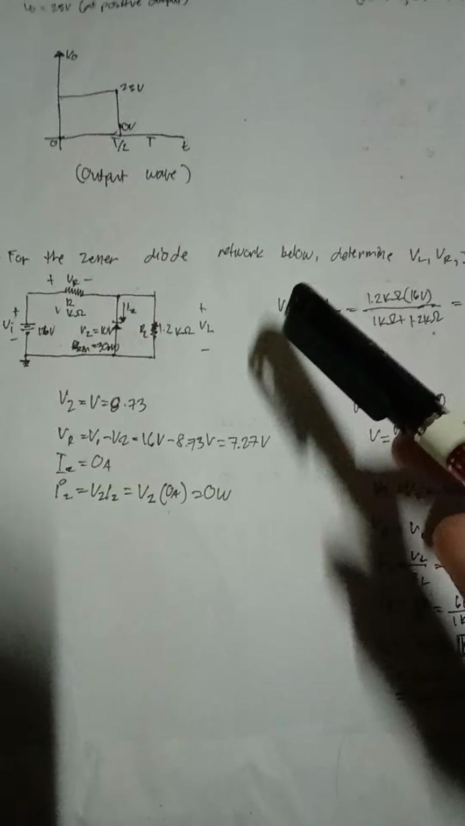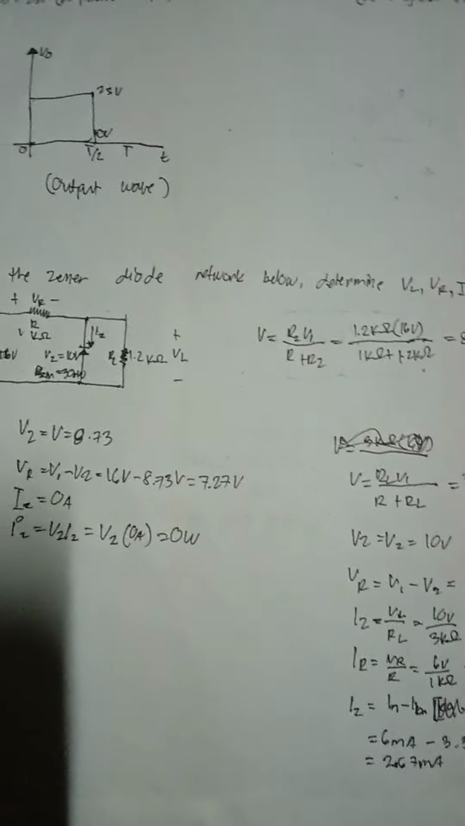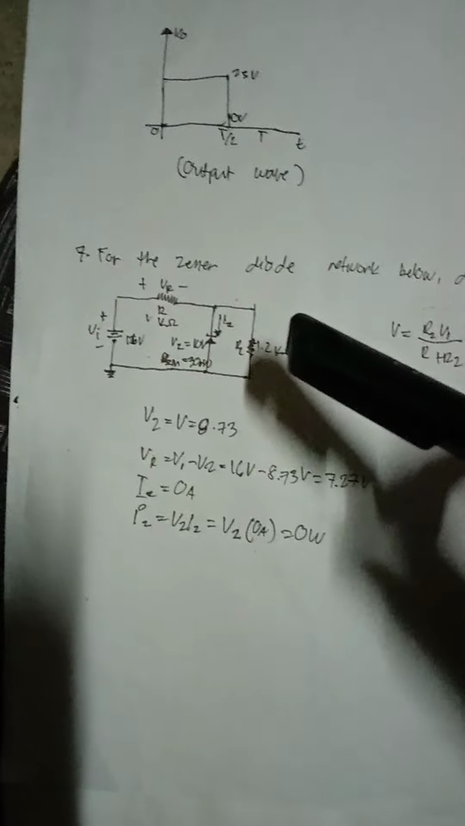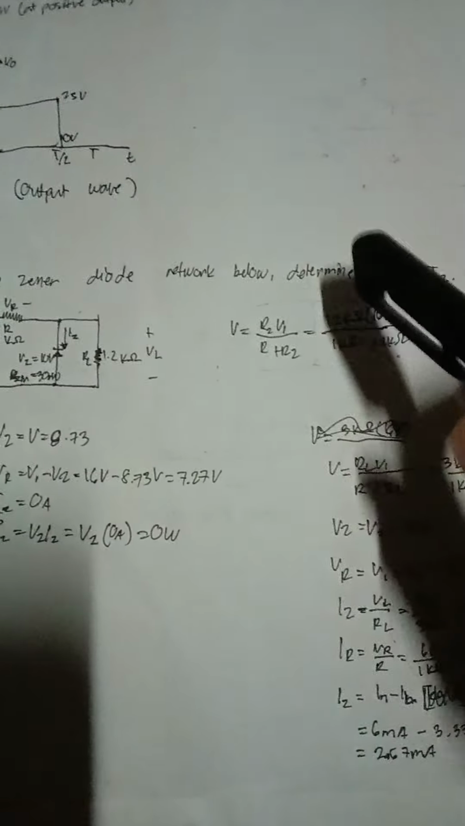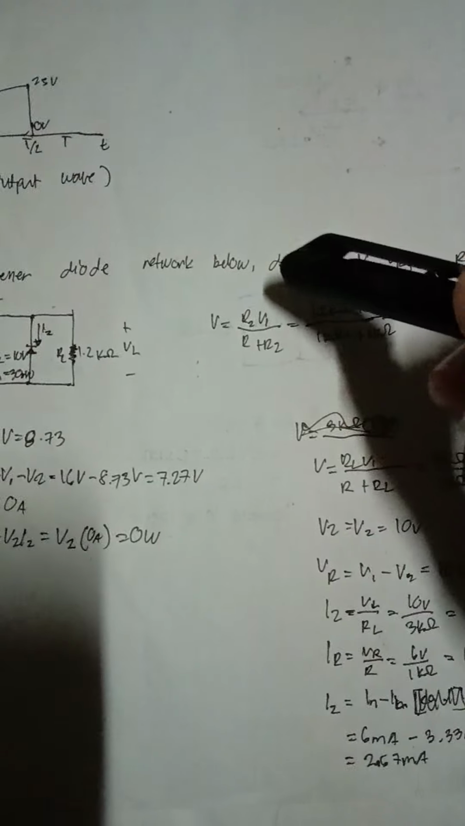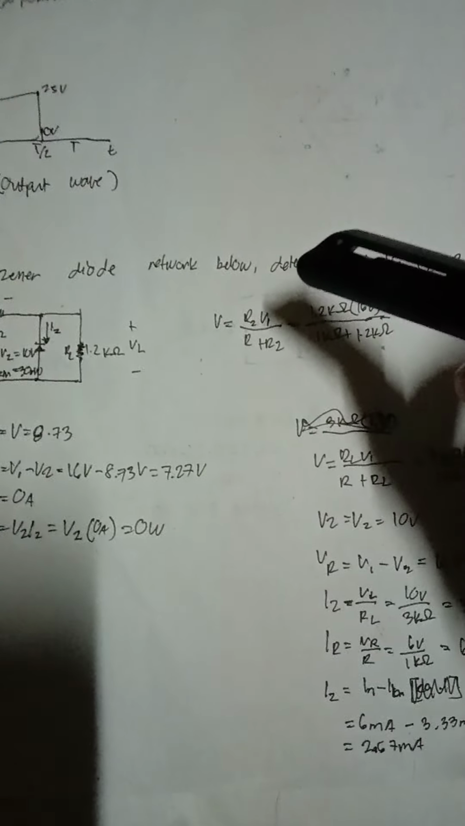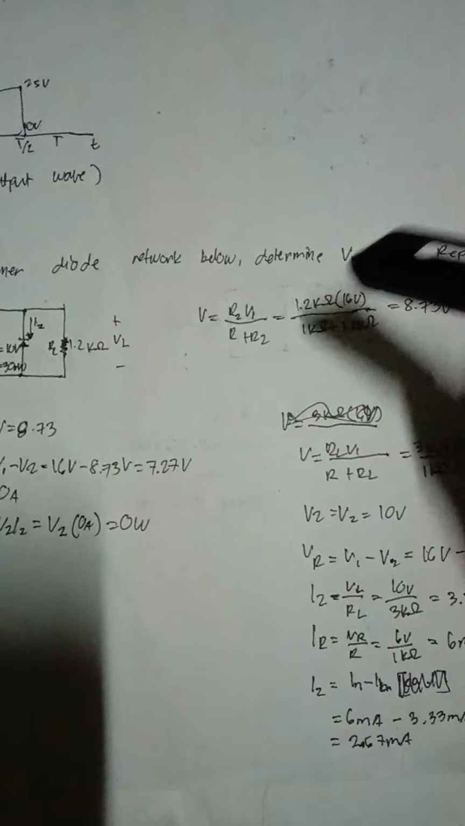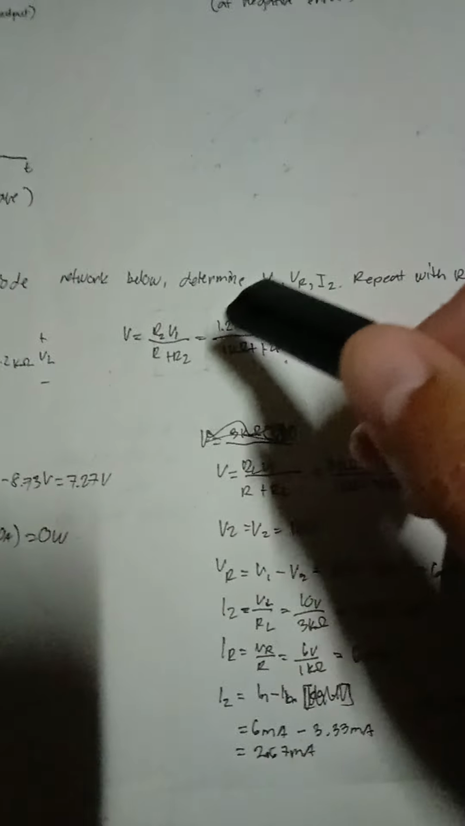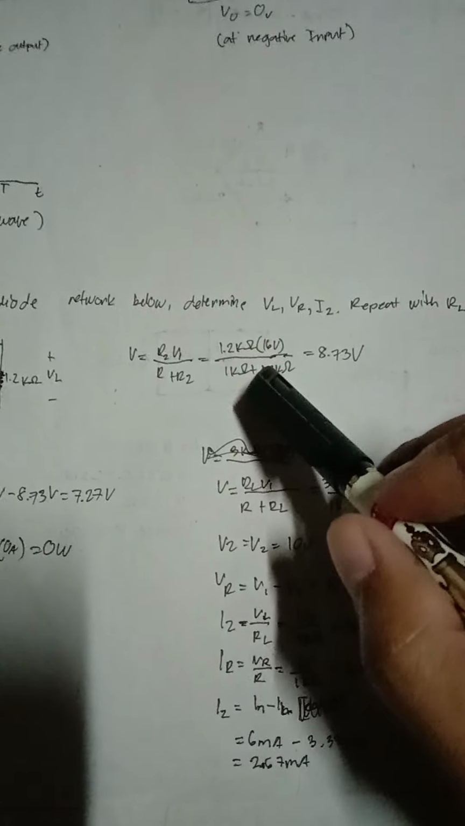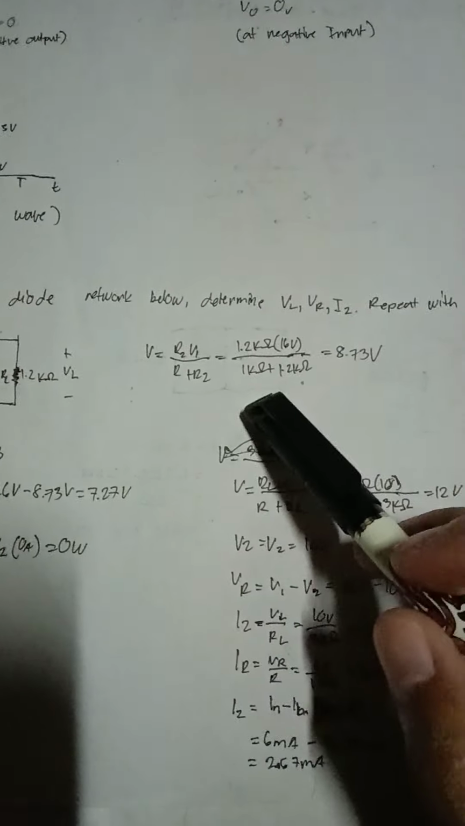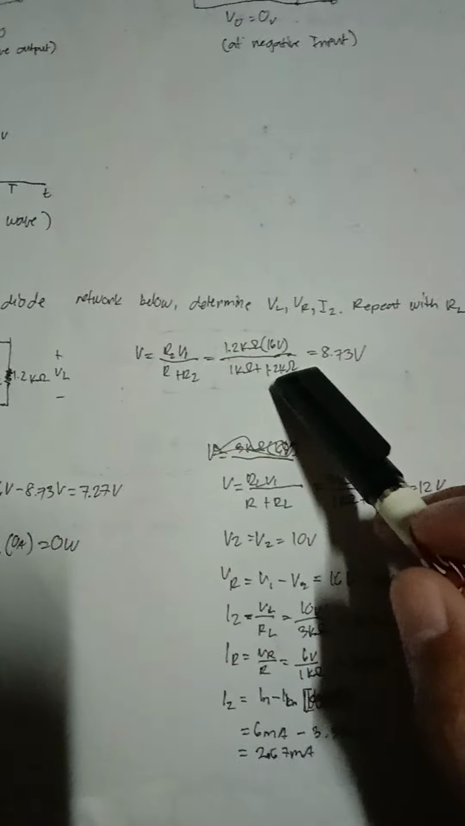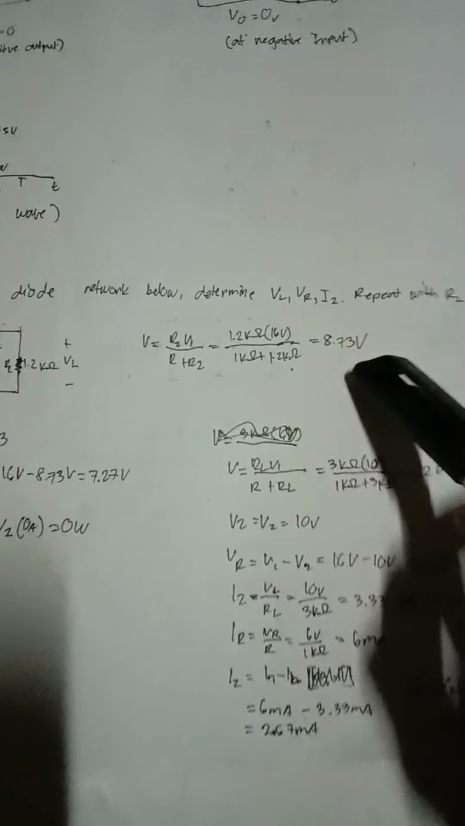first seek V. The formula for V based on our problem is V equals R2 times V1 over R plus R2. So substitute the values: 1.2 kilo ohms times 16 volts over 1 kilo ohm plus 1.2 kilo ohms. Then we will have an answer of 8.73 volts.